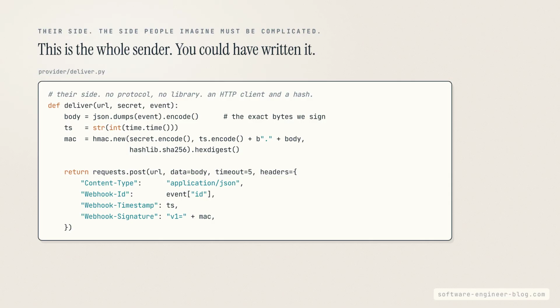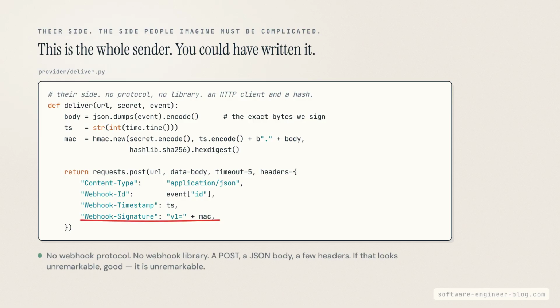It takes your event and turns it into JSON bytes. It takes the current time. It hashes those bytes together with a secret that only the 2 of you know, and then it posts them with a few headers. That is it. There is no webhook protocol, there is no webhook library. It is a post, a JSON body, and some headers, sent by an ordinary HTTP client. If that looks unremarkable to you, good. It is unremarkable. All of the difficulty is on the other end.